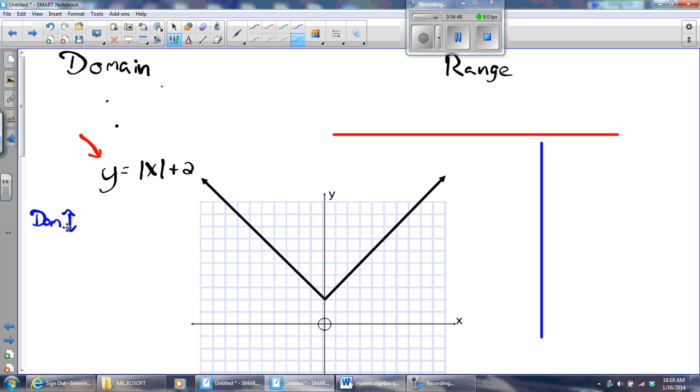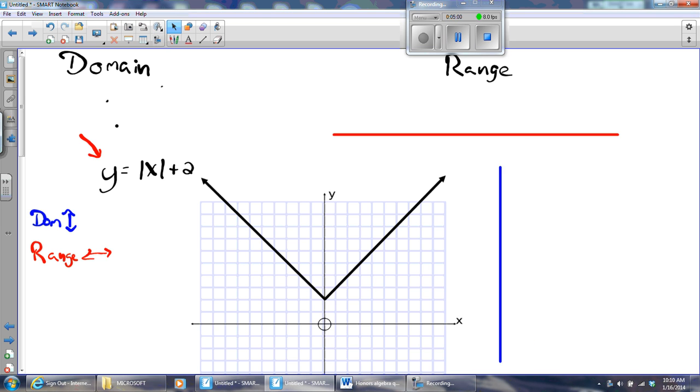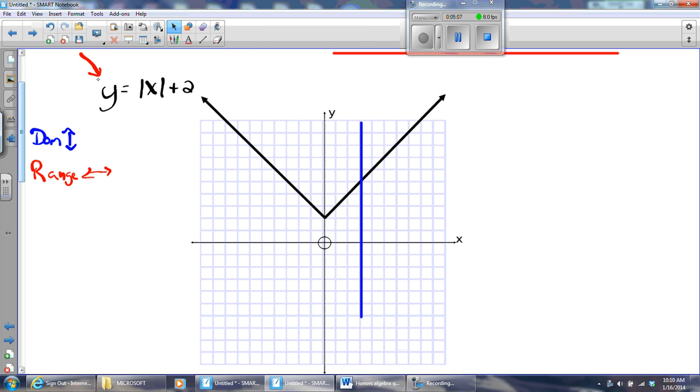And for my range, I use a horizontal line. Okay? And at first it might seem backwards, but if you think about it, domain is input, or x's. Well, right here, what's the equation of that blue line if I put arrowheads on it? Well, some of you have a hard time with this.